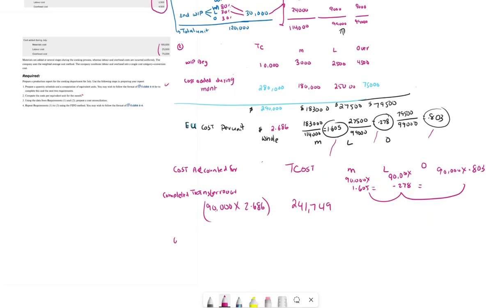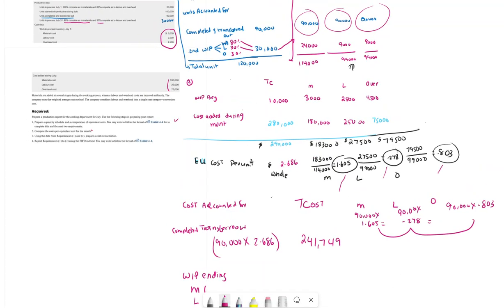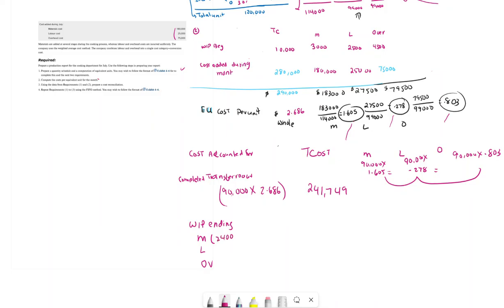the same number. Then we have the working process ending, and the material equivalent unit is different, labor is different, overhead is different. So I always have to go back to the equivalent unit schedule. It's 9,000 and 9,000. Multiply by my material cost per equivalent unit, $605.278, and times 0.803. So that's what the cost is.